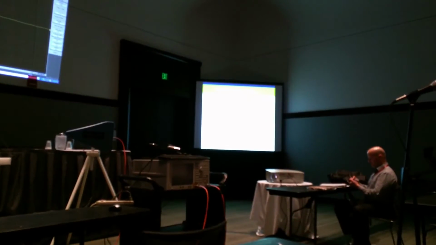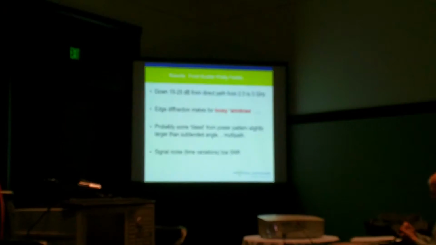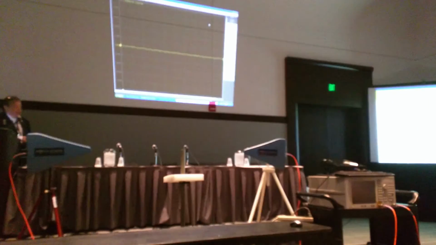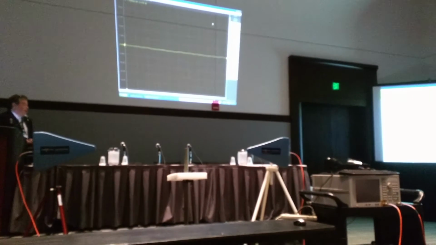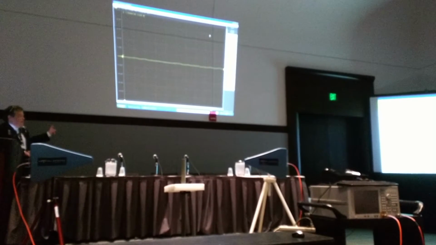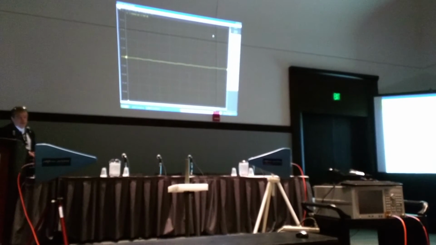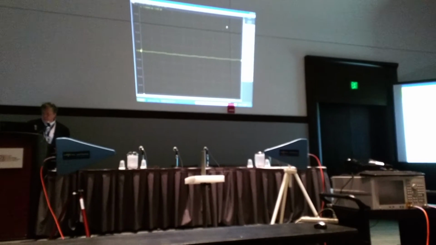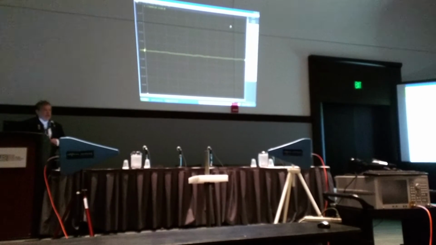So our knife edge diffraction is set at a maximum between 15 and 20 dB compared to that direct path from 2.5 to 3 gigahertz. Edge diffraction makes for a lousy window. It's not a good way to get front scatter. There's, I said, probably some bleed from the power pad being slightly larger than the subtended angle of the wall and multipath and so on. And the signal and noise time variations are indicative of low SNR. It isn't that we're moving around or anything like that.